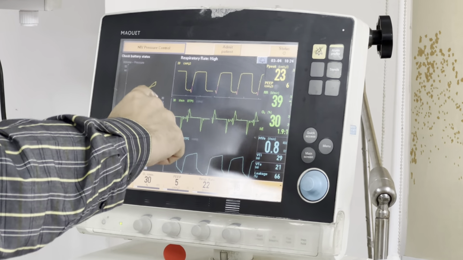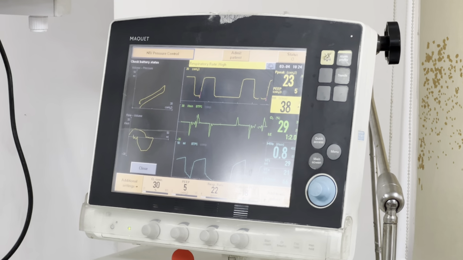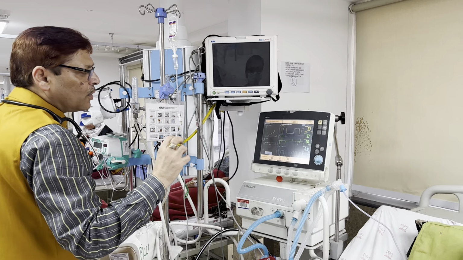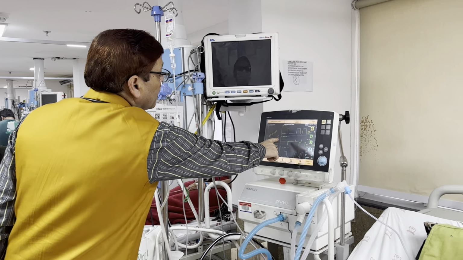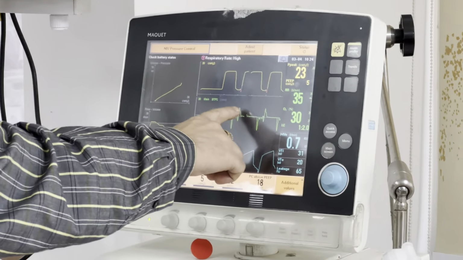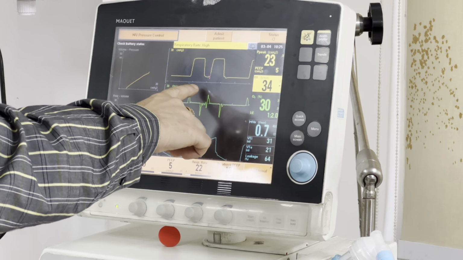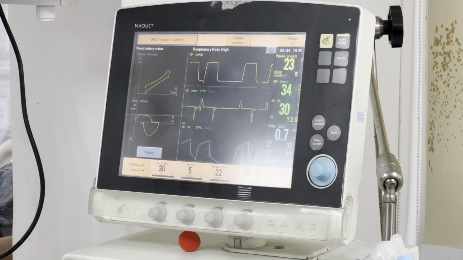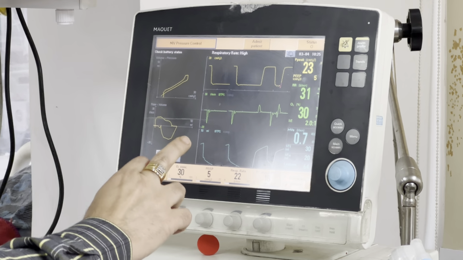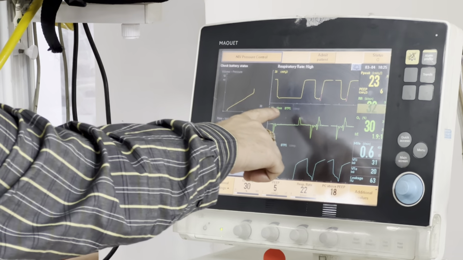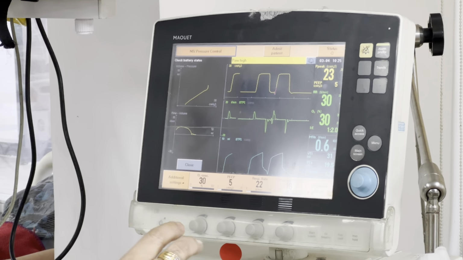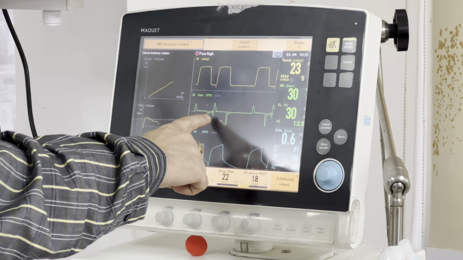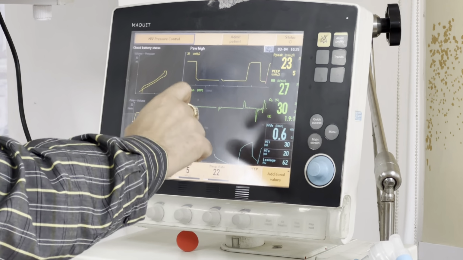If there is volume control, then this pressure will vary according to the condition of the lung, whether the lung is diseased, normal, and what type of disease. And this is the flow. The upper is the inspiratory and the lower is the expiratory. When the air is going from the ventilator to the patient, this is the upper flow. When the air is coming from the patient towards the ventilator, this is the expiratory phase. So this is the flow time.